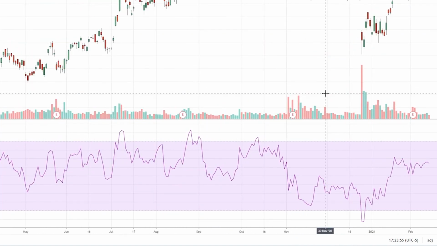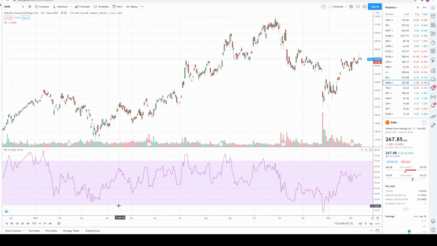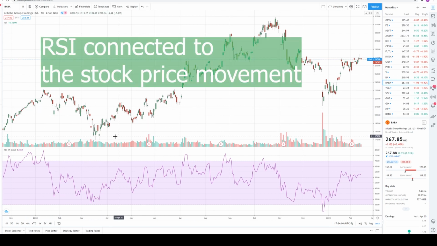So you're going to zoom out of this chart here, and you're going to see pretty clearly that the stock price, in this case of Alibaba, goes up and down, right? Has its peaks and troughs. You're going to see below here that this RSI thing has a similar pattern to it, right?